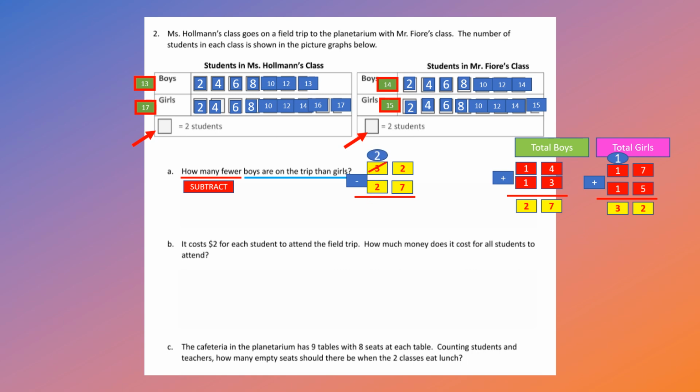Go over to my tens place. I cross out that 3. It's going to become a 2. Circle it. Then I go back over to my ones place. I borrow 10, and 10 plus 2 is 12. Now I can subtract. What's 12 minus 7? 5. And 2 minus 2 is 0. So the answer to my question is there are 5 fewer boys than girls. Now, if you need to pause your video to check your work against my screen, go ahead and do so now.